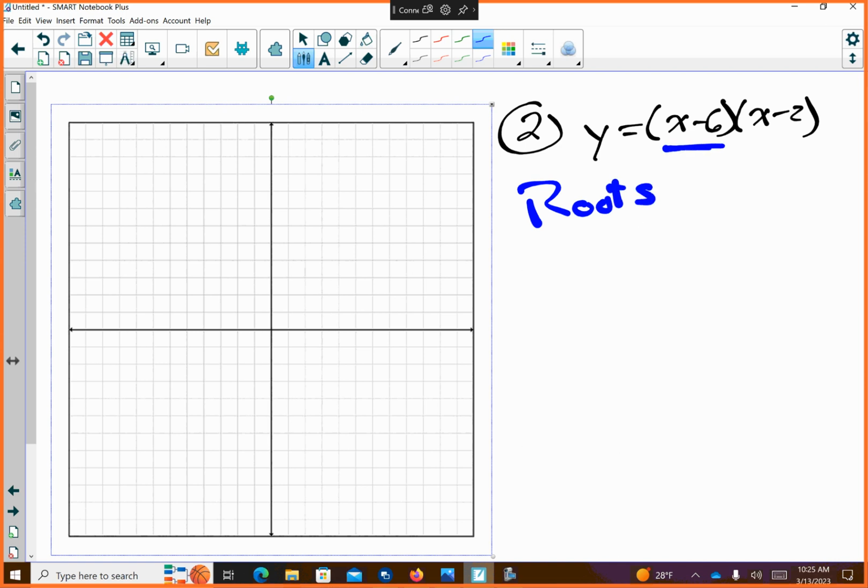So x minus 6 gives me what root? 6 comma 0. Very good. What does x minus 2 give me as a root? 2 comma 0. Notice the signs are opposite. It went from a negative 6 to a 6 to be the point. It went from a negative 2 to a 2 as the point. So I have 2 here, and I have 6 there. All right. Those are our roots.